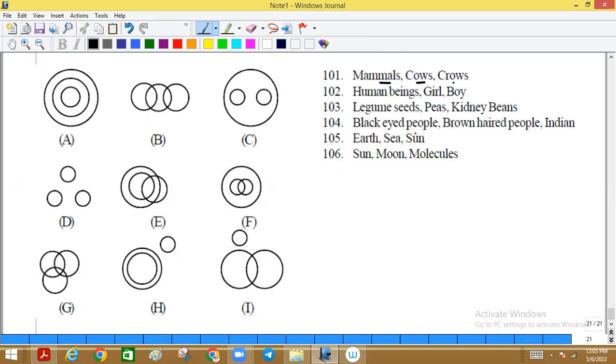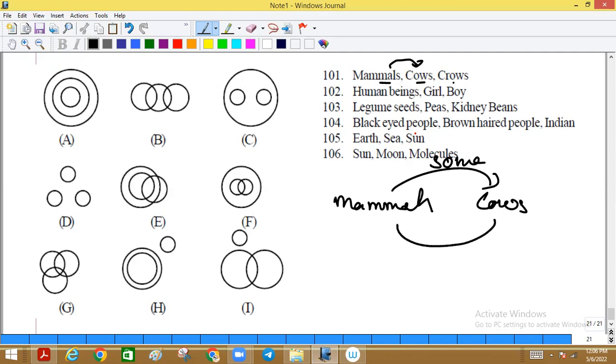What is the first relation? Can I say from mammals to cows, what is the relation? All or some? All mammals are cows, or some mammals are cows? Some mammals are cows. See, remember this. I'm writing again so that you don't confuse later. When you are moving from cows to mammals, are all cows mammals or some cows mammals? All cows are mammals. See, when you encounter some and all, which one do you have to take? Always you have to take all.